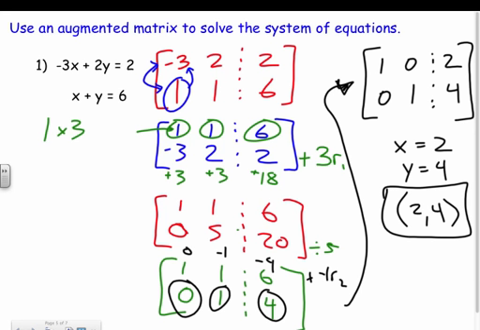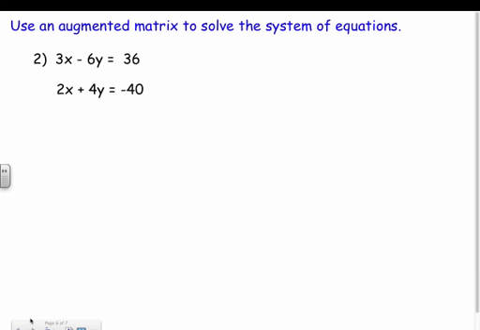Okay, so it's important that we learn this. Let's do one more example. I'll go a little bit quicker here. So just follow the U. Solve your U, and I think that's going to help you. Go in that order. So draw my augmented matrix: 3, negative 6, 36, 2, 4, negative 40. Put my dash for the equals.